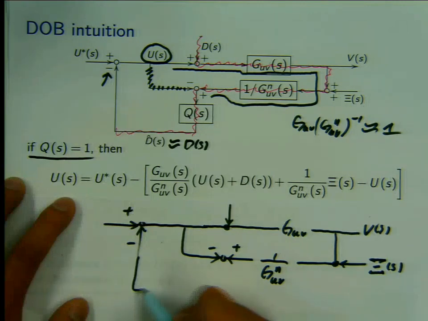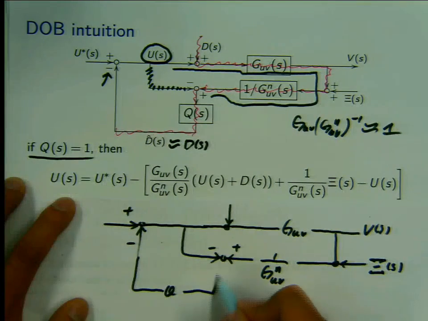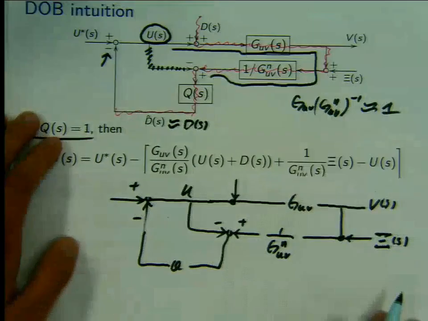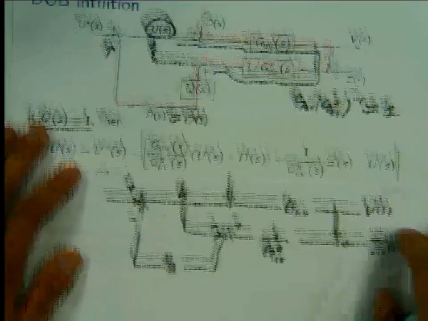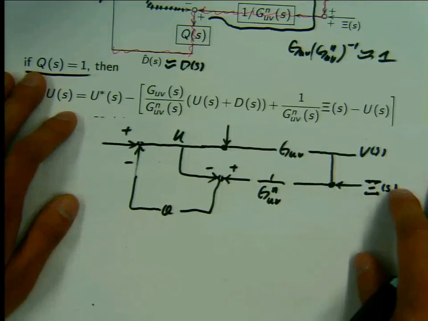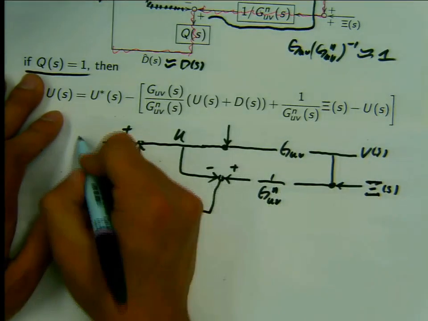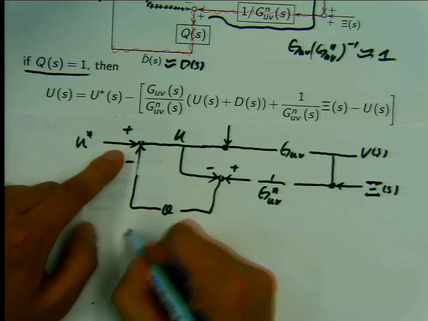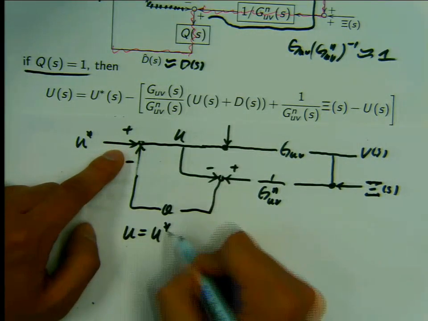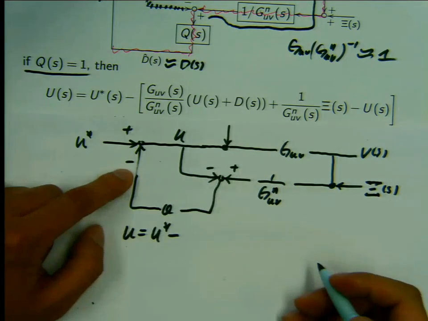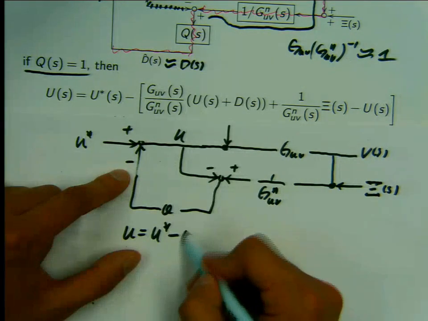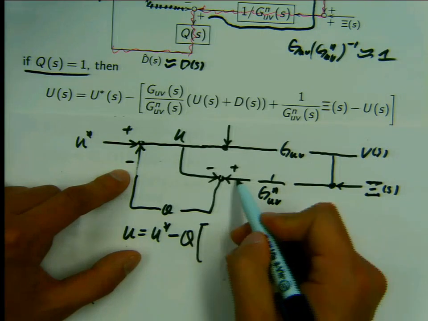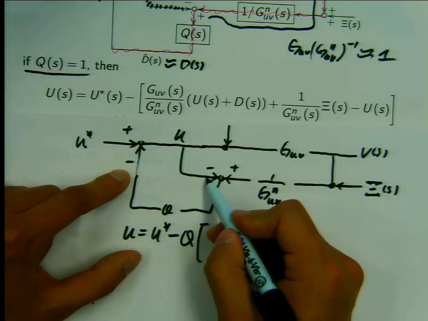Measurement noise, and then okay. So let's derive U here. Let's derive this equation here. U star. So U, look at this summing junction. U equals U star minus this signal here. This signal is Q times this signal here, which is this guy minus this guy.